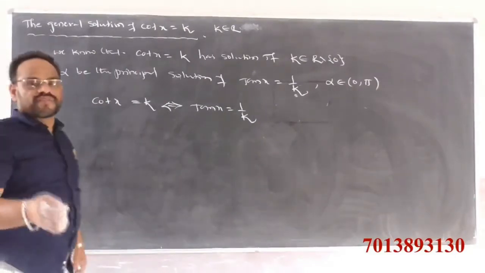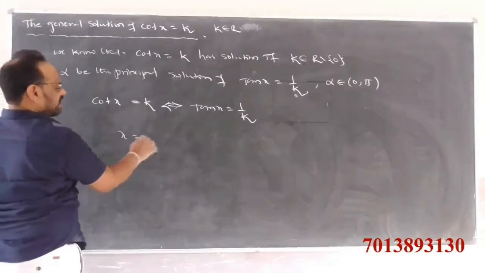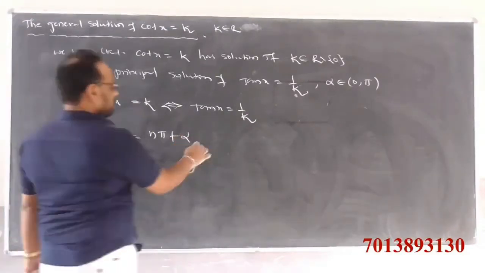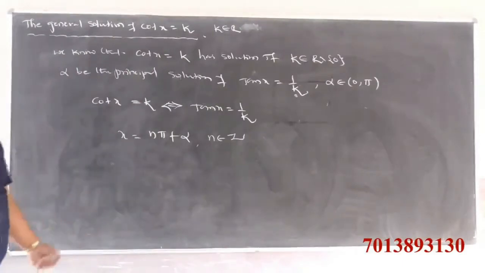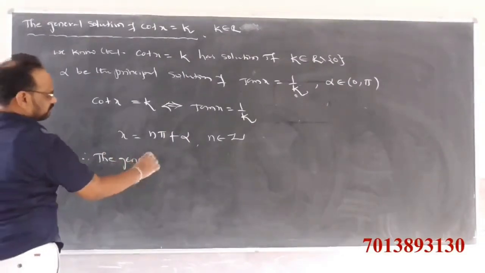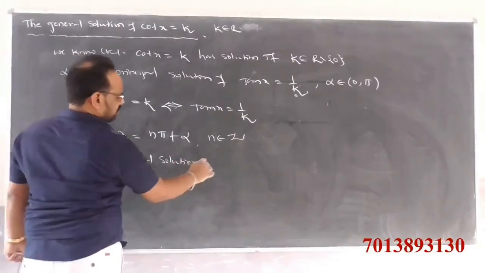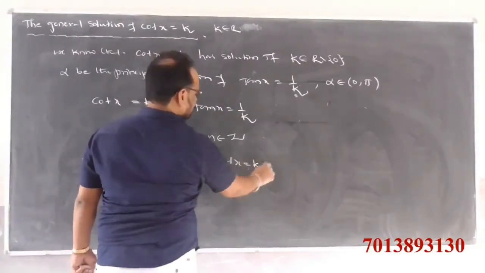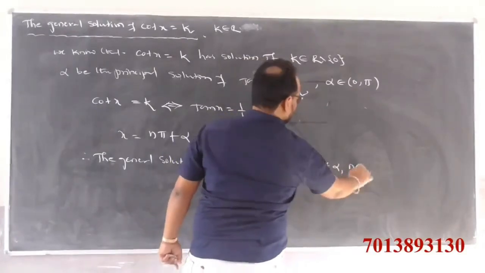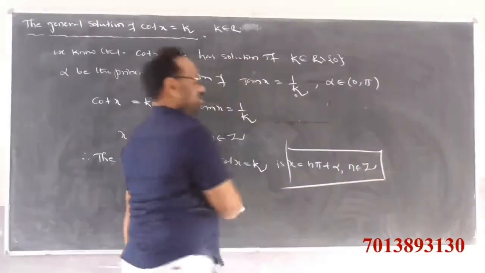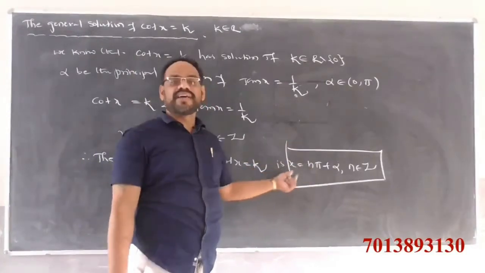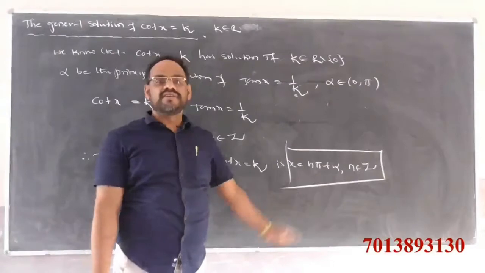Therefore, we know that the general solution of tan x equals k is x equals n pi plus alpha, where n belongs to Z. Therefore, the general solution of cot x equals k is x equals n pi plus alpha, where n belongs to Z.